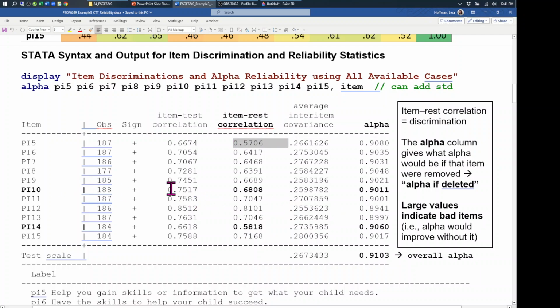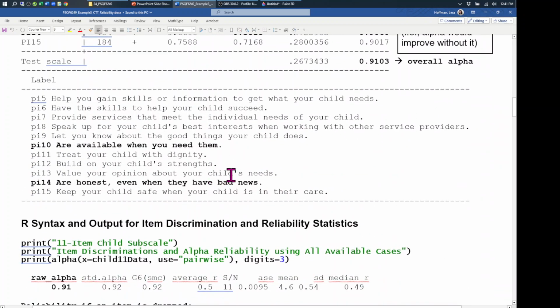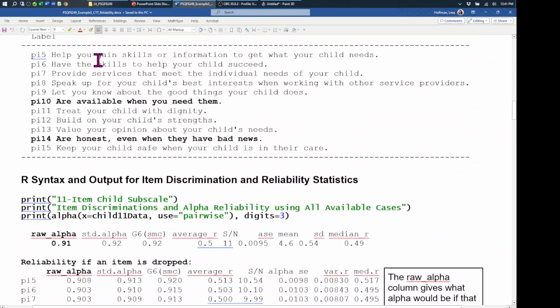The reason that I made a point about these items is that we can't just look at the numbers. We have to look at the content and whether it makes conceptual and theoretical sense. And in this subscale, the focus is supposed to be how the service provider treats the child. It is called the child subscale. And the items that I highlighted do not have child in them. They are more general items. And so from a conceptual point of view, this doesn't really make sense.